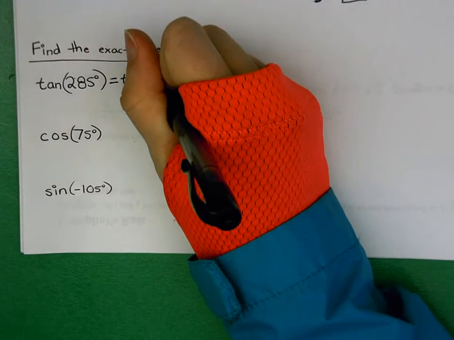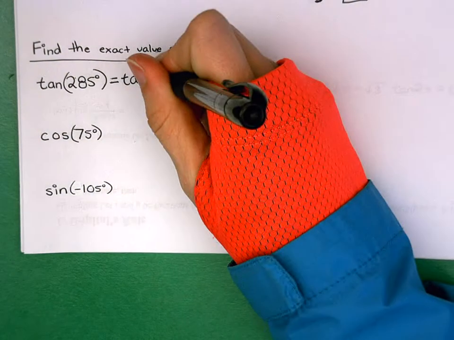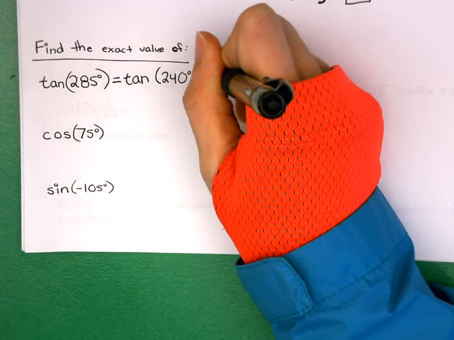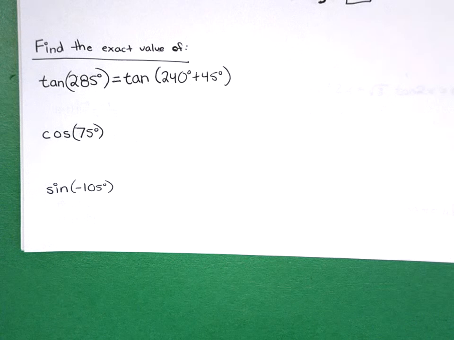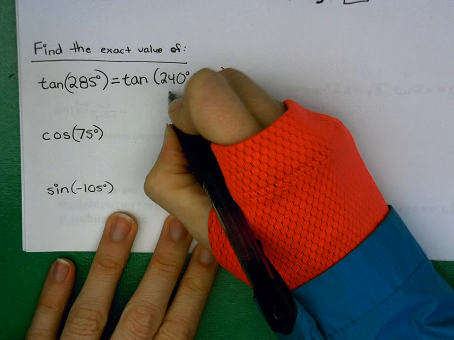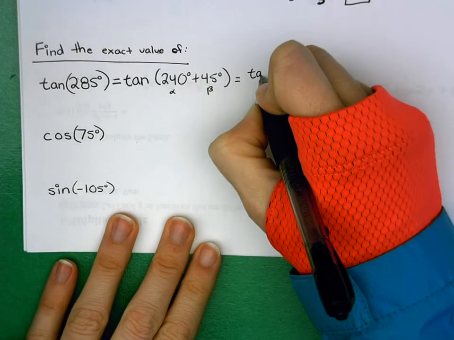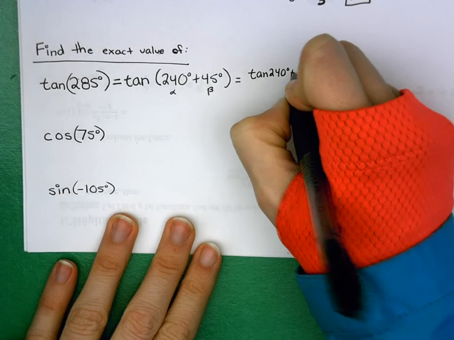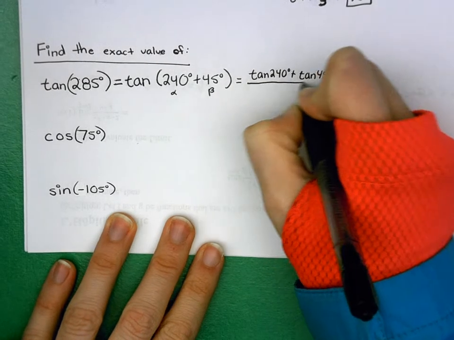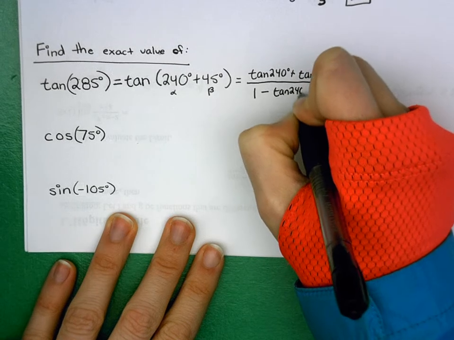For me, tangent of 285 degrees, I see it as 240 degrees plus 45 degrees, which are two angles that I do know I can evaluate. Using my tangent alpha plus beta rule then, we have tangent alpha plus tangent beta over 1 minus tangent alpha times tangent beta.